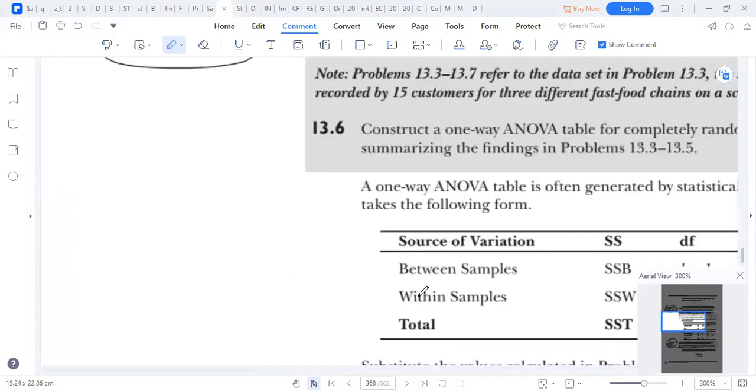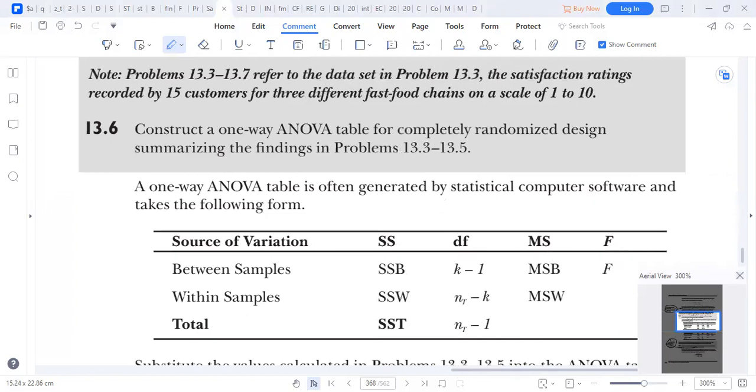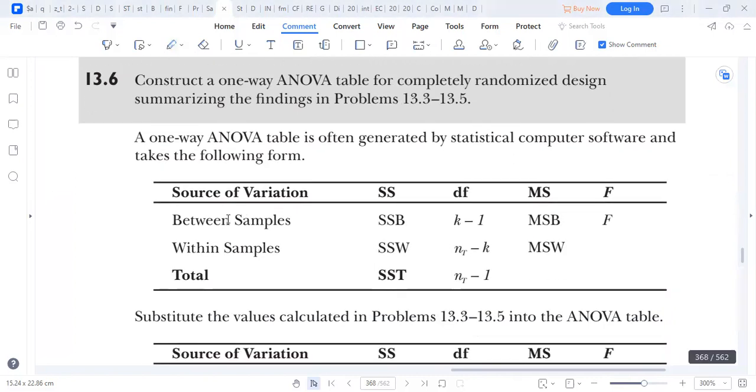Well, let me just zoom it for you. So, okay. We have what we call the variations between, which is sum of square between, and the variations within the samples, sum of square within, and sum of square total is here. Then we have the degree of freedom, which is K minus 1. K is the number of treatments.